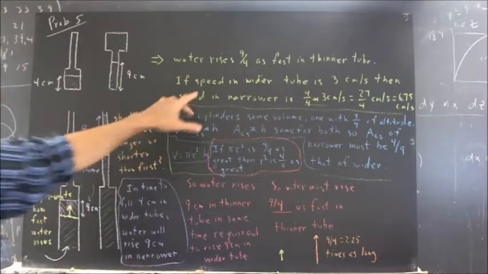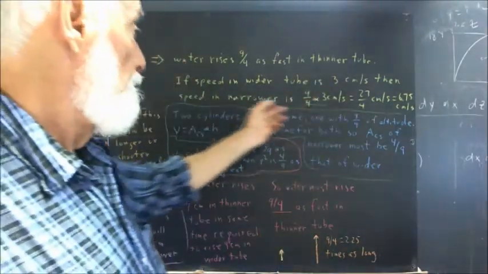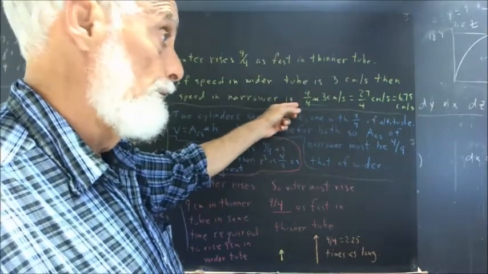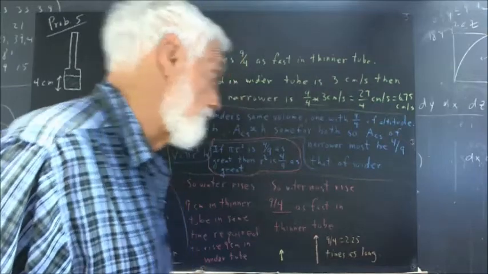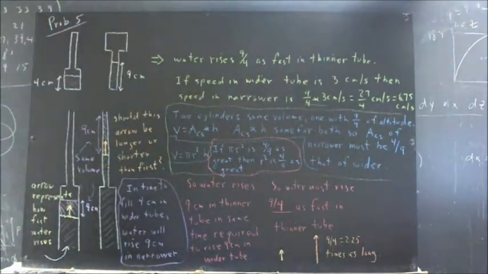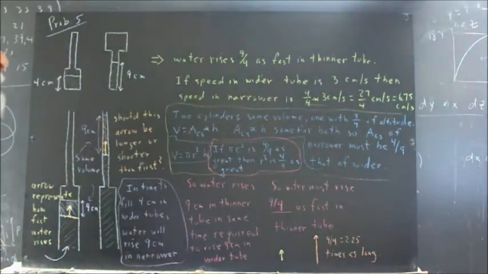So if the speed in the wider tube is 3 centimeters per second, the speed in the narrow tube has to be 9/4 of that, which is 27/4 centimeters per second, 6.75 centimeters per second, and that's the answer to one of the questions.